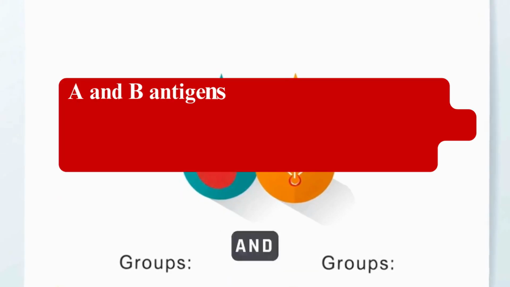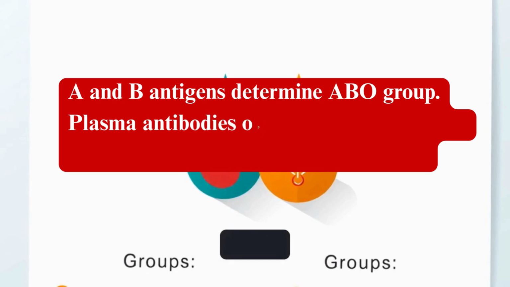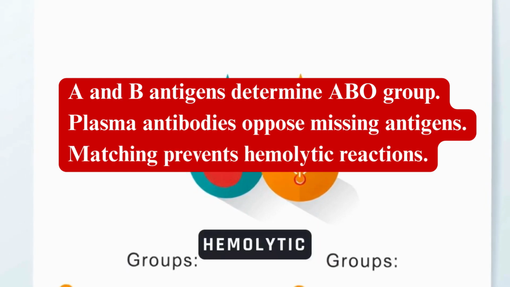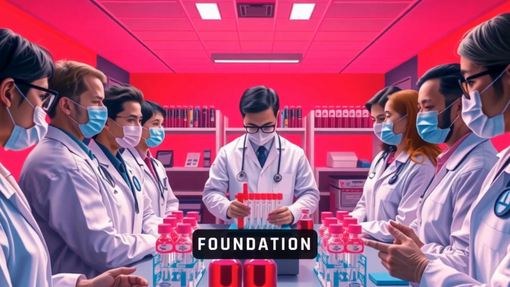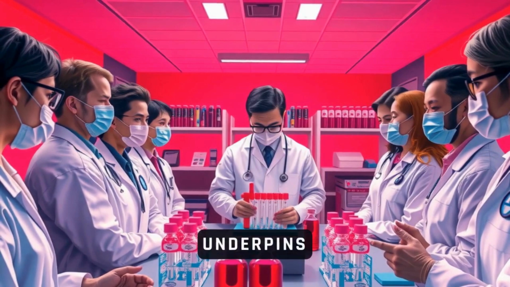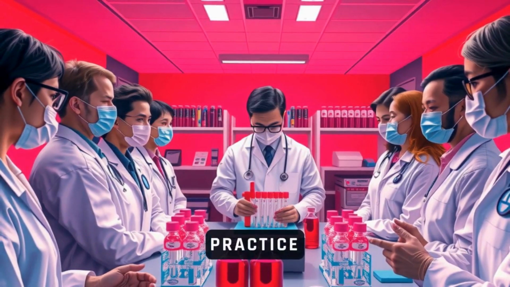Recap: A and B antigens determine ABO group. Plasma antibodies oppose missing antigens. Matching prevents hemolytic reactions. This foundation in immunohematology supports safe transfusion decisions and underpins many areas of clinical practice.